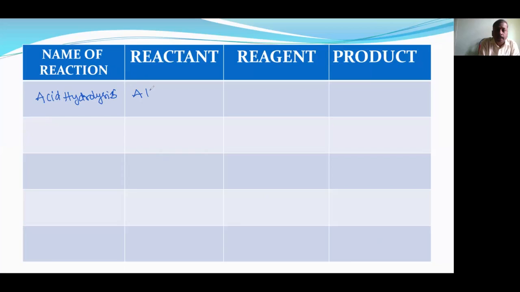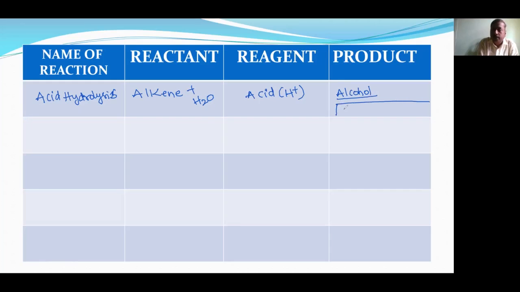It was the alkene. Alkene plus water. And what was the reagent? Acid. In the acid we are going to use only H plus. And what is the product? Product is alcohol. And if you want to write any special note, you can write it.